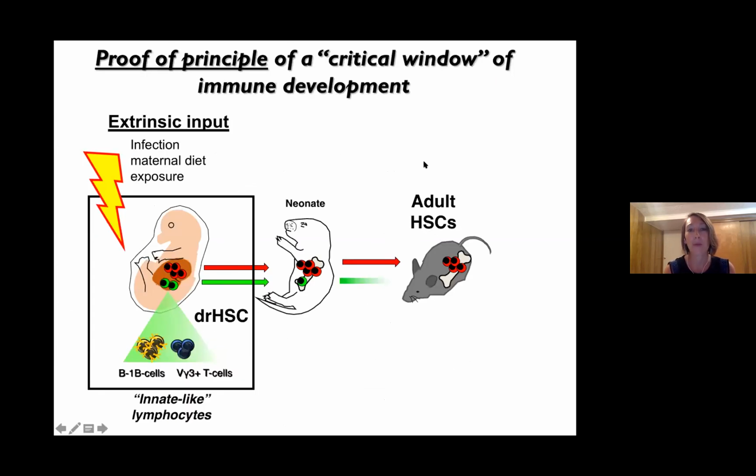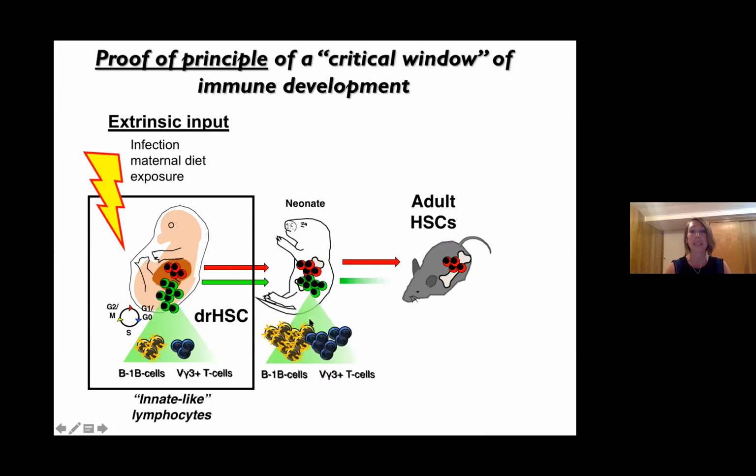So now we think we have an initial proof of principle that there is a critical window of development where extrinsic input like maternal infection immediately expands, and specifically expands, this DRHSC population by increasing proliferation. And this results in an expanded population postnatally that gives rise to an expanded population again of these innate-like lymphocyte progeny. And we also have shown that this DRHSC then inappropriately persists into adulthood.